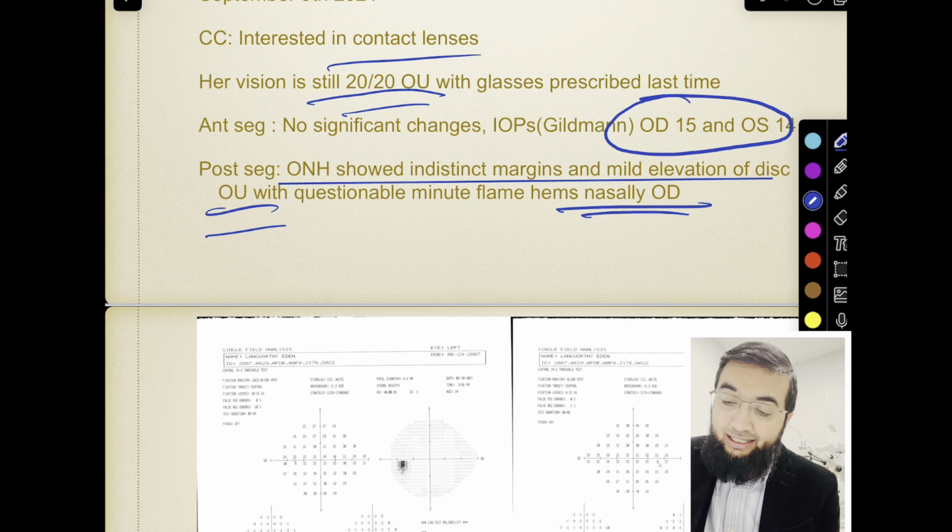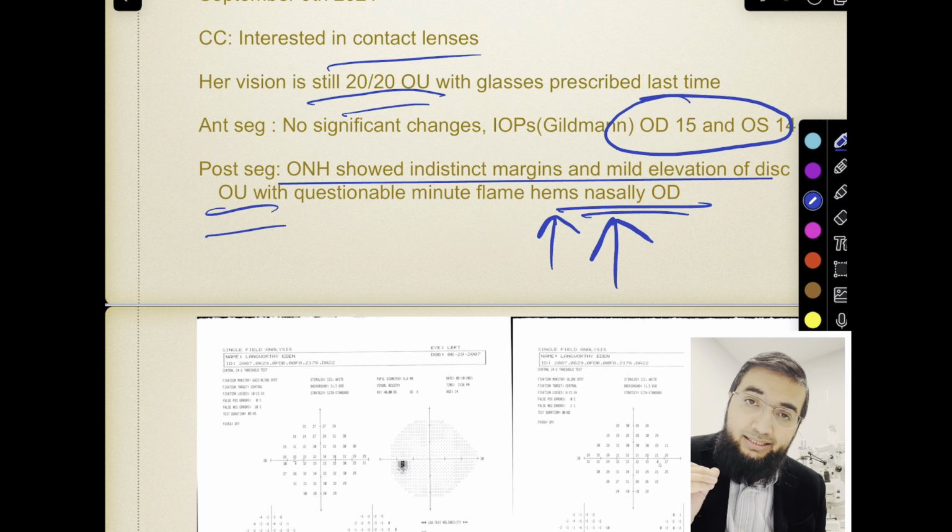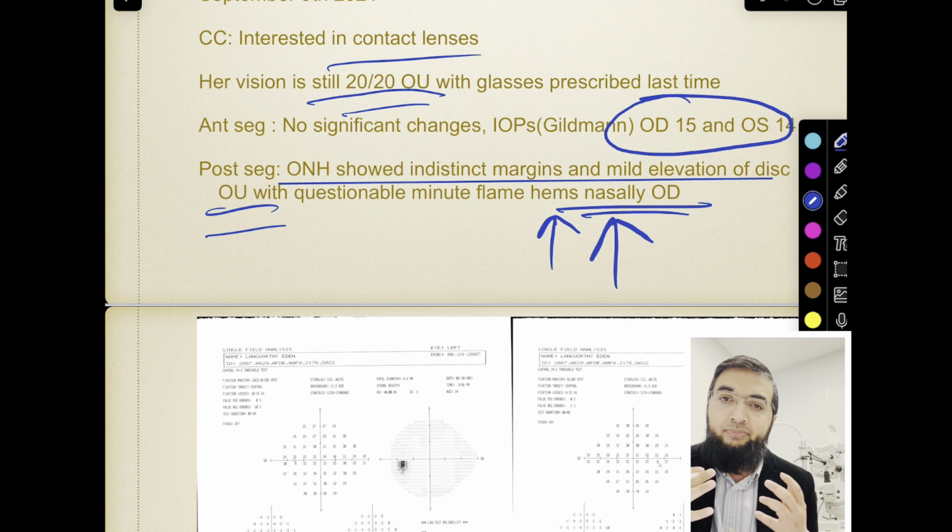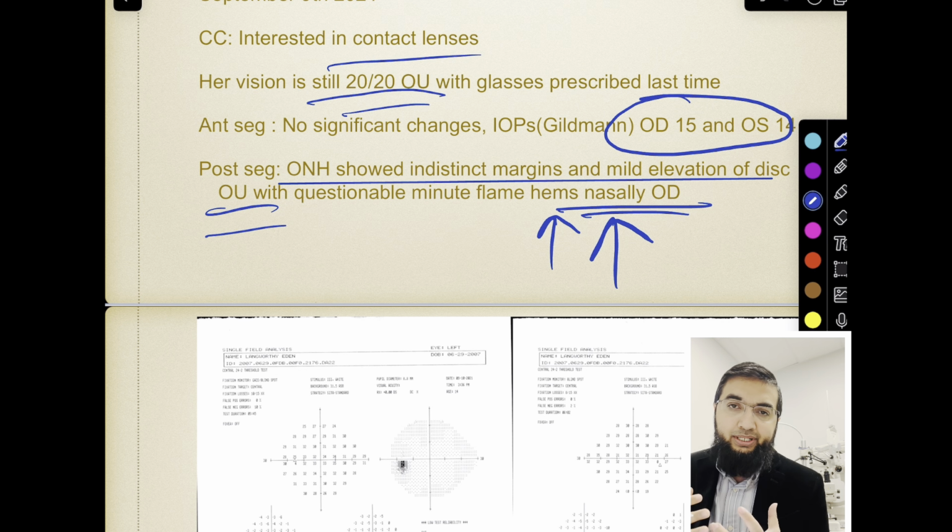Another thing this time is that there is some hemorrhaging going on. When there is a hemorrhage next to the nerve, at the nerve, near the nerve, it's critical, it's important, it's getting to a higher stage now.